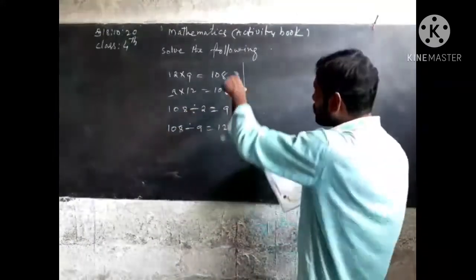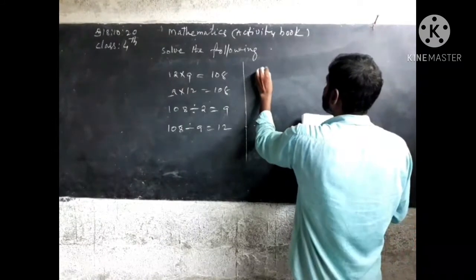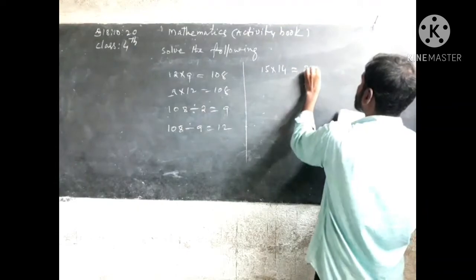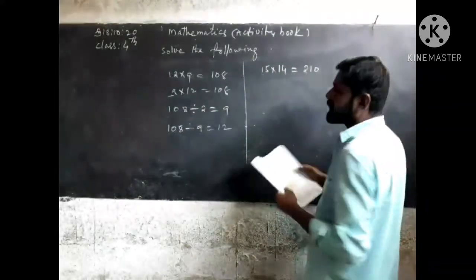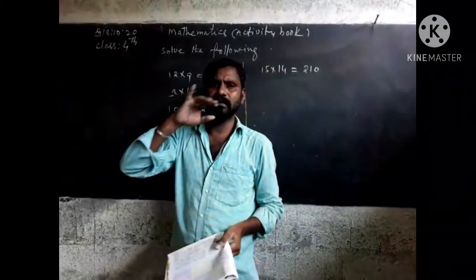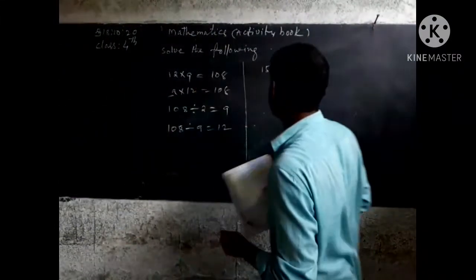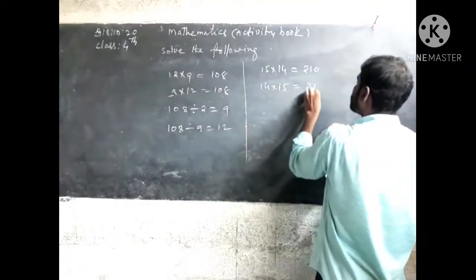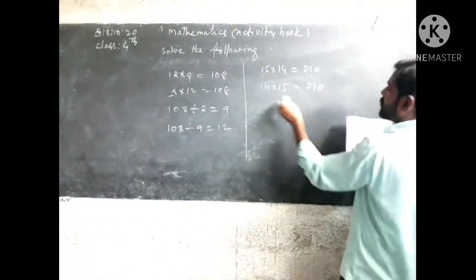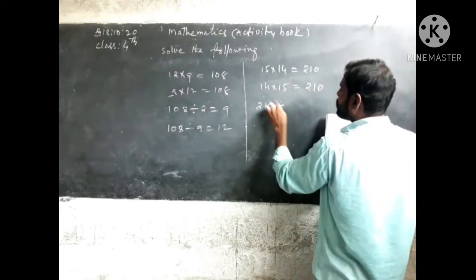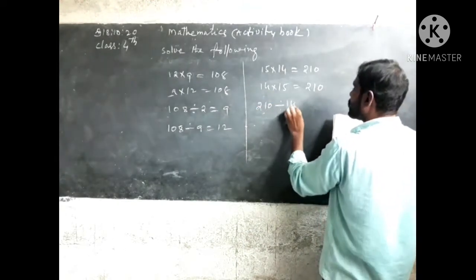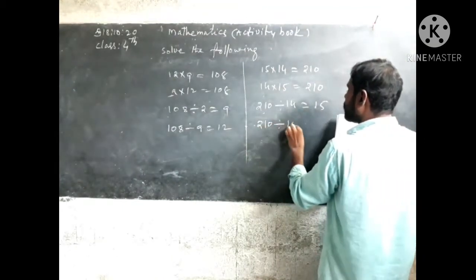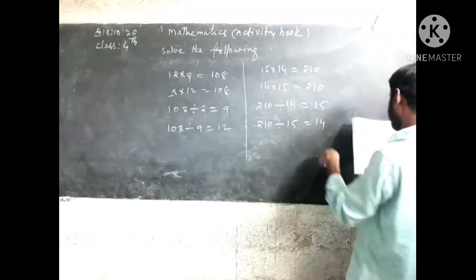So according to our problem, you can see here 15 into 14 is equal to 210. If you take any two numbers, you can multiply in any order and the product remains the same. See here, 14 into 15 also you can get 210. Next, 210 divided by 14, what we get? You can get 15. Next, 210 divided by 15, what we get? You can get 14.